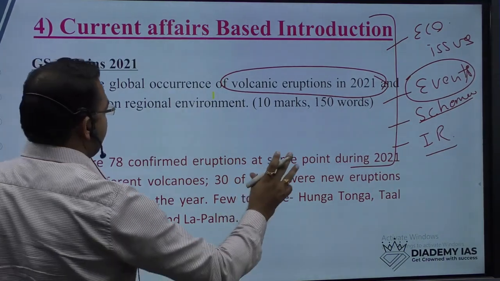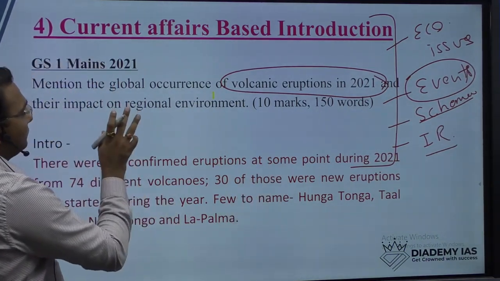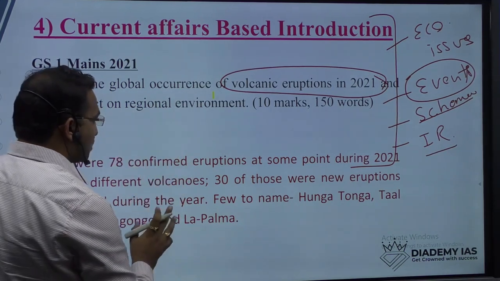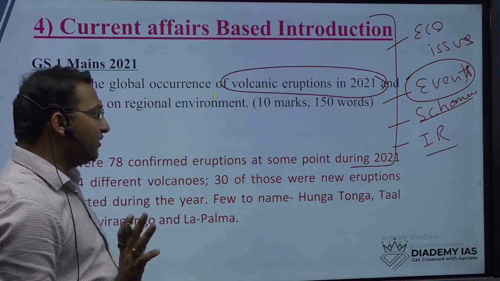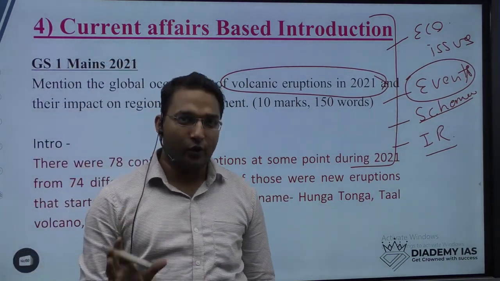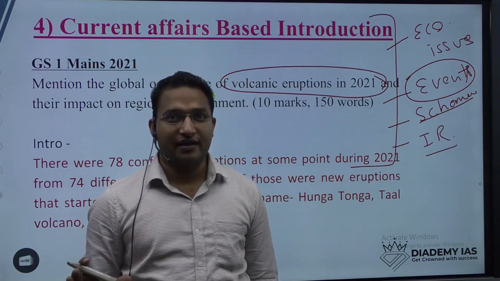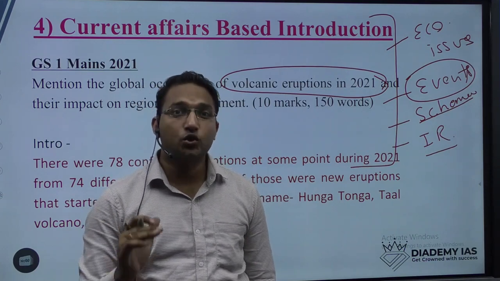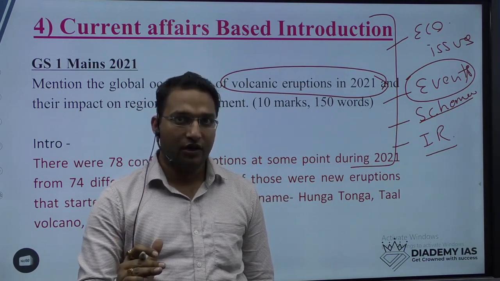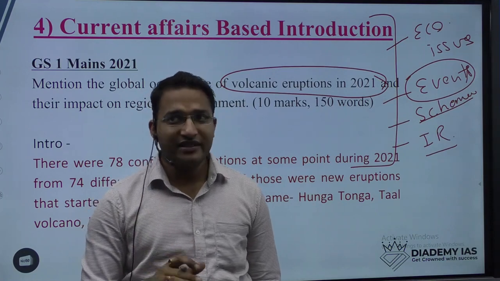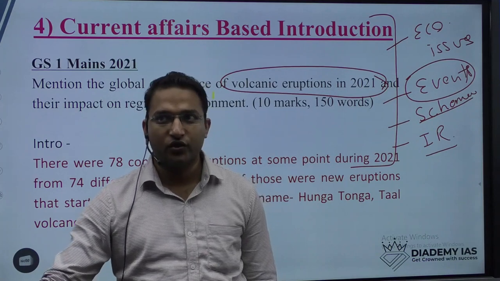So you can use that, okay? That's very simple. Give the reference to the latest aspect, but only and only if you have the exact data or exact point. Don't try to use it just for the sake of doing that. Do that only and only if you have the exact stuff with you, okay? Otherwise, there are a lot of other ideas also which you can use.